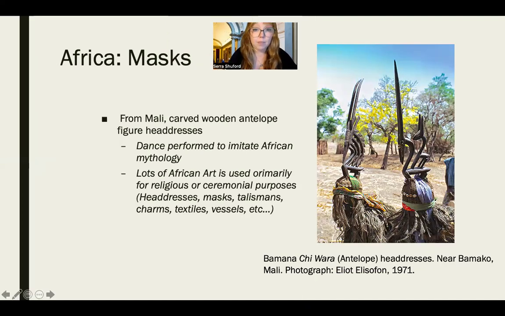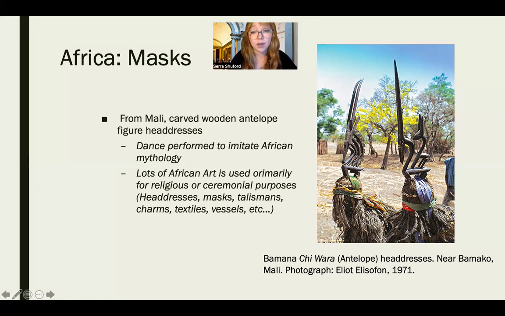Also, with African masks, just because something is a mask doesn't mean that it's not art. It can be used, and that doesn't mean it's not art. From Mali, we see these carved wooden antelope figure headdresses that we see in this photo here. These are used with the performance of dance as well and are used to imitate African mythology. So these different characters and animals and things are carved into the headdresses.